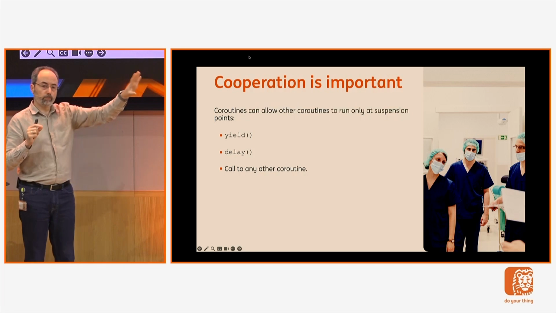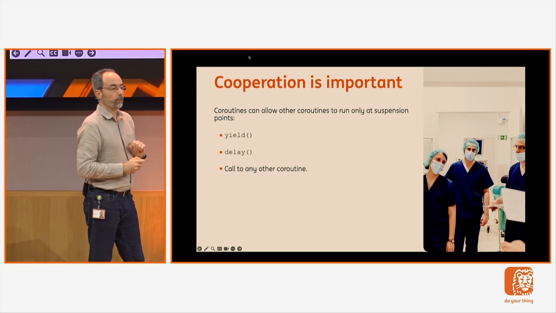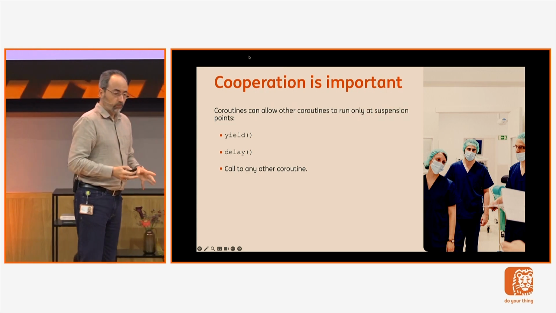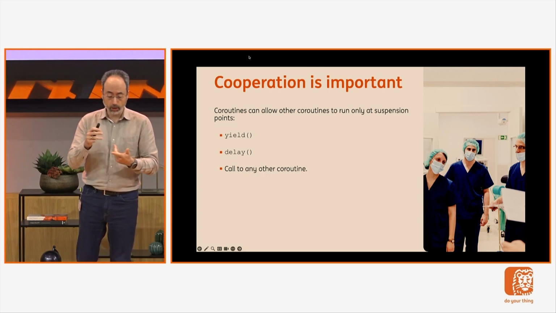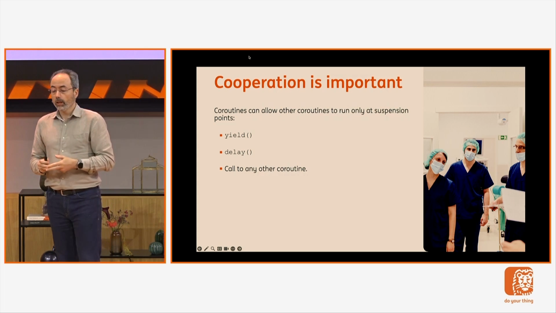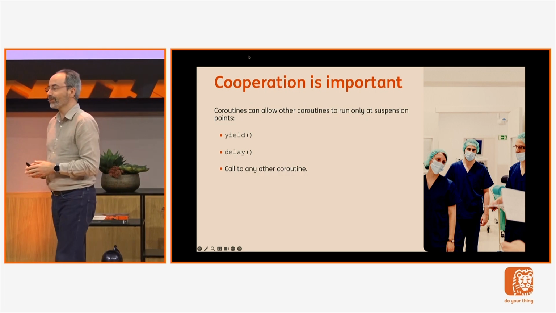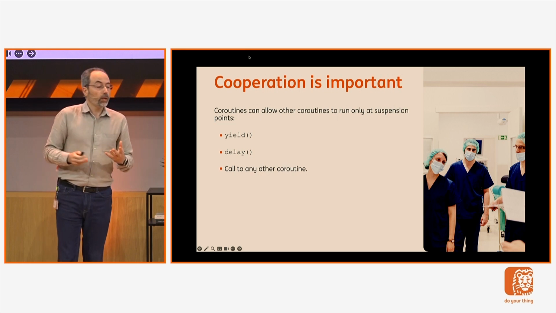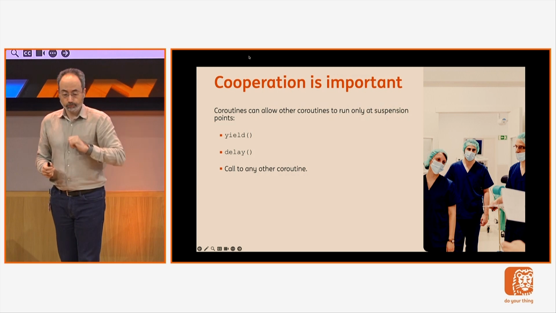Because coroutines are cooperative, and in the pseudocode I have shown earlier, there were two yielding points. In coroutines in Kotlin, in general, there are suspension points, which can be, for example, an explicit call to yield, a call to a delay operation, which you're going to see a lot in the examples. It's the easiest way to simulate long-running operations. Or a point in code where another coroutine is being called.